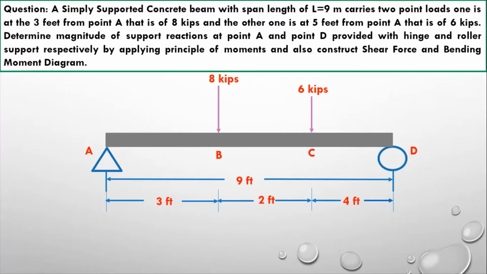First of all, we have to find out the support reactions, and you know very well that if you have a hinge support, you have to find two support reactions: one is the horizontal component and the other is the vertical component. But at the roller support, we have only one vertical force. So in this case, AX should be 0 because we don't have any other horizontal force besides AX.